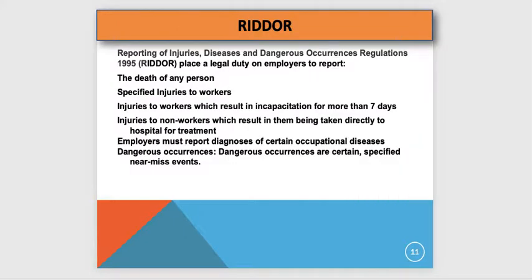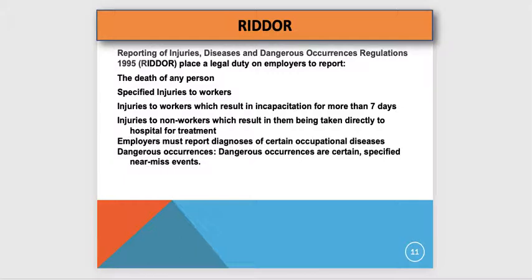As I said before, the main reason why you're going to be doing this is because the event organiser, the stadium, wherever it may be, has an obligation under RIDDOR, which is the Reporting of Injuries, Diseases and Dangerous Occurrences Regulations, in order for them to report anything to the RIDDOR entity. Now that is in the case of the death of any persons on site, specific injuries to workers which result in incapacitation for more than 7 days, so basically you're off work for 7 days, and injuries to non-workers which result in them being taken directly to hospital for treatment, so spectators. You would be classed as a worker, so if you're off for 7 days, it has to get reported to RIDDOR.